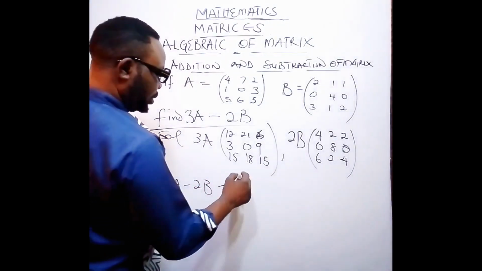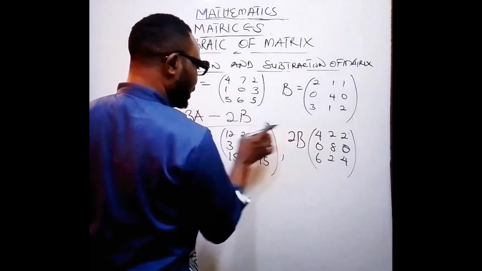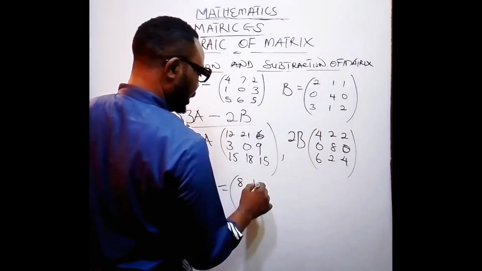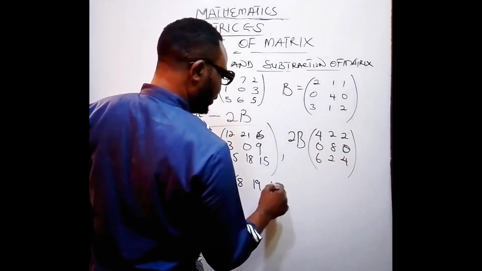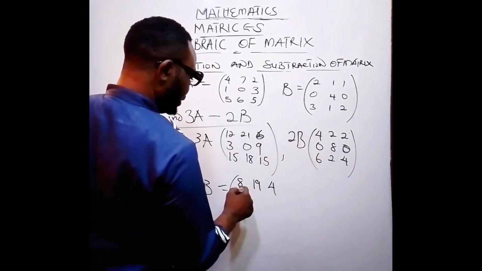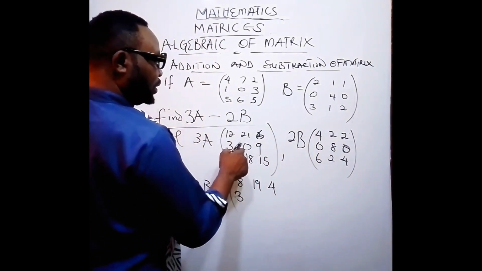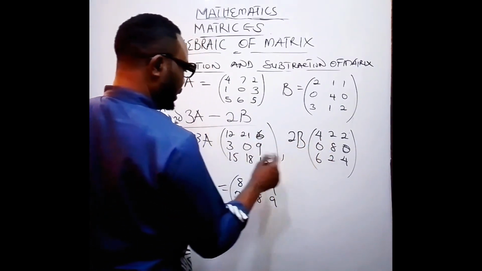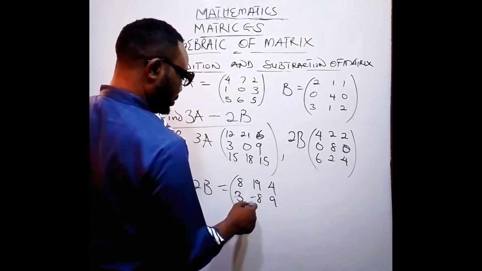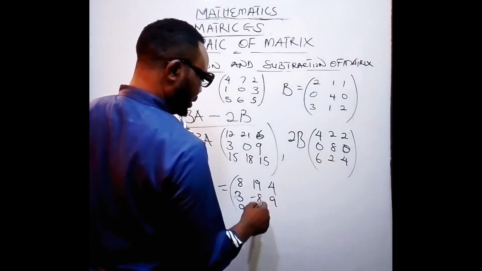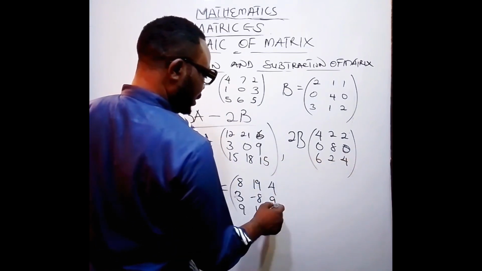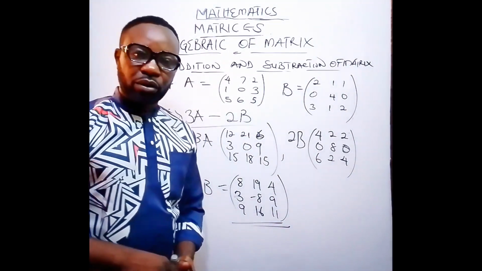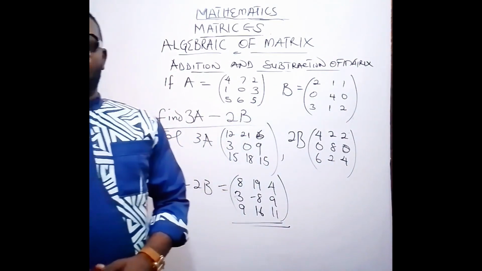That will be equal to all those entries one after the other. 12 minus 4 is 8. 21 minus 2 is 19. 6 minus 2 is 4. 3 minus 0 is 3. 0 minus 8 is minus 8. 9 minus 0 is 9. 15 minus 6 is 9. 18 minus 2 is 16. 15 minus 4 will be 11. So that is the value of 3A minus 2B. Very simple to approach. Thank you.